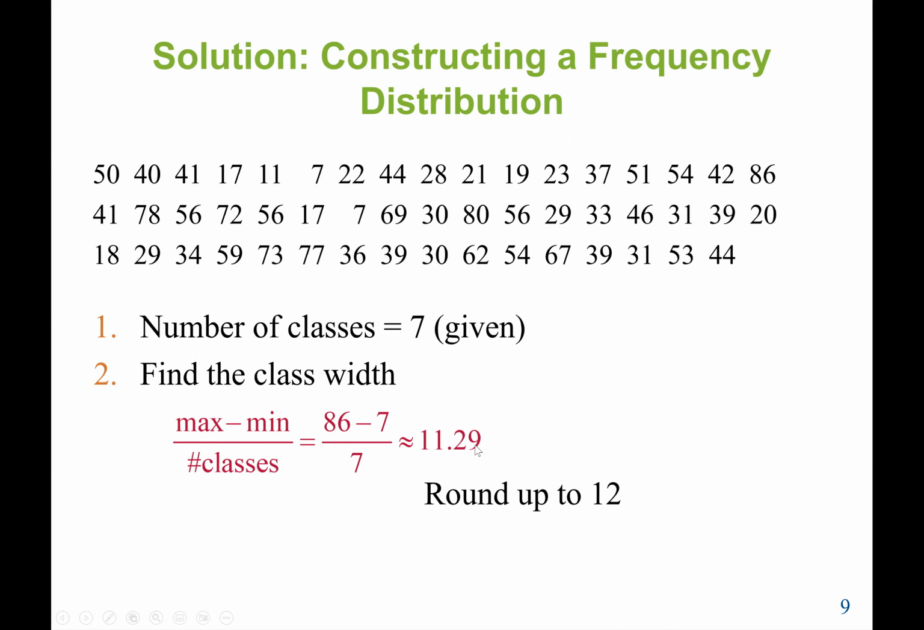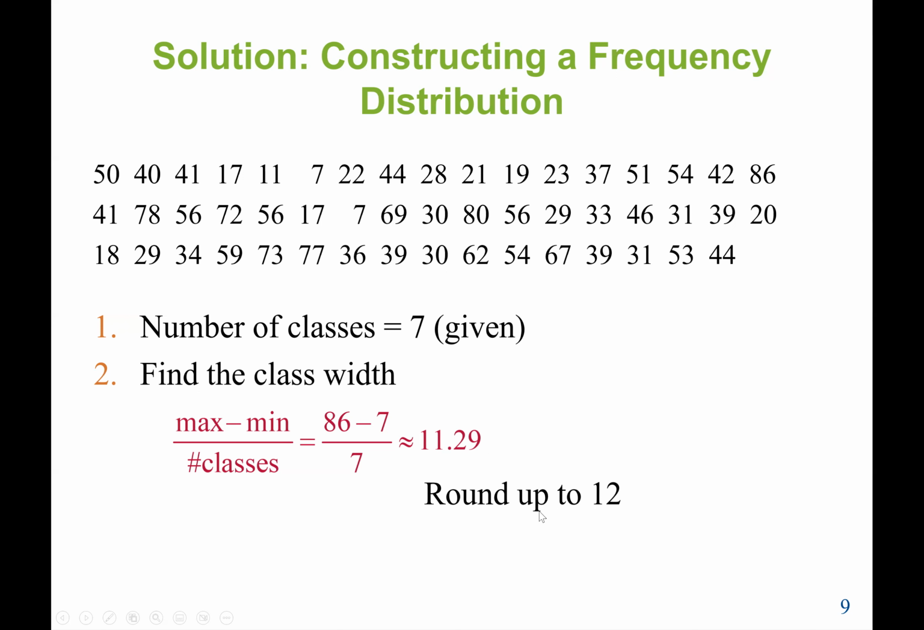Now, when we get the class width and our answer is a decimal, we have to round it up. What we mean by round up is, if I have 11.1, I make it 12. If I have 11.9, I still make it 12. We are not going to approximate it, we always round up. If I have 10.3, I make it 11. So now we have our class width to be 12.